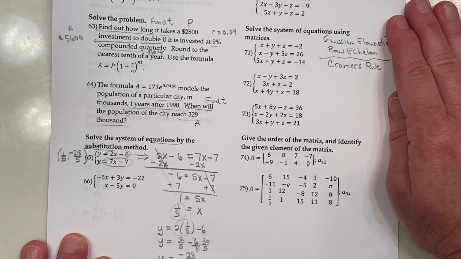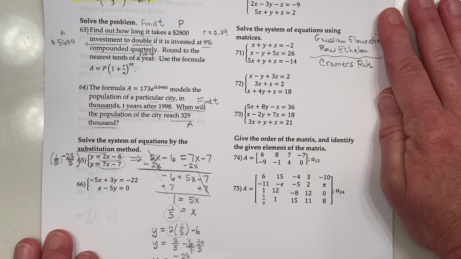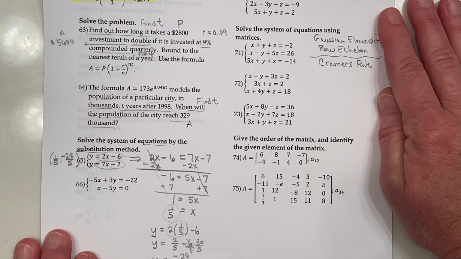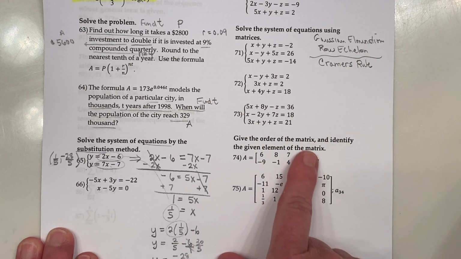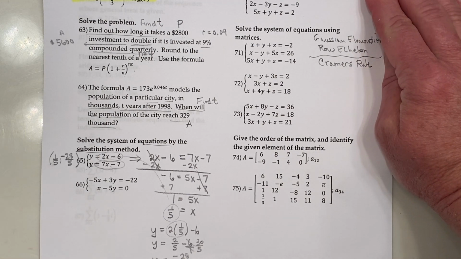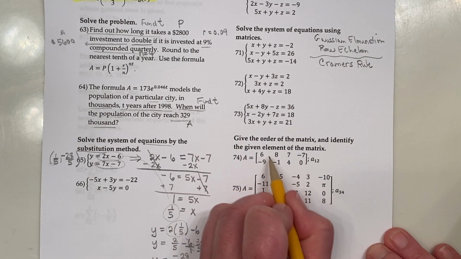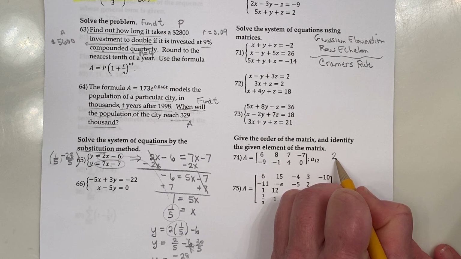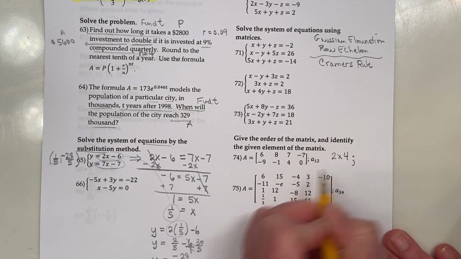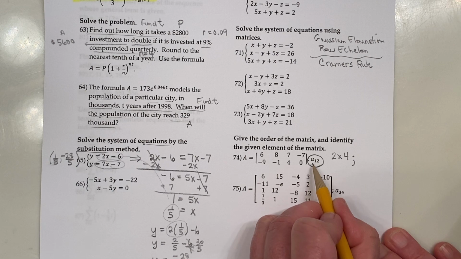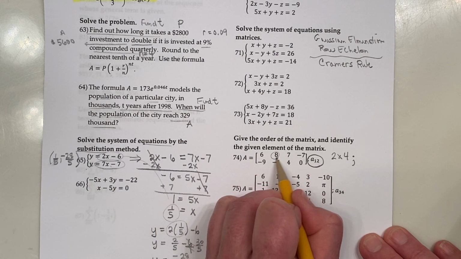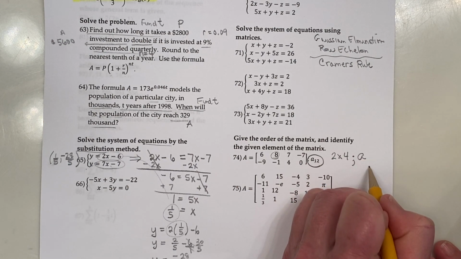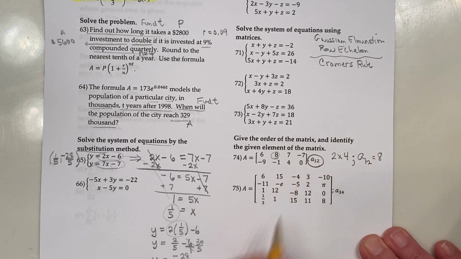Okay, and we're back, and we're looking at starting with number 74. All right, if you're presented with a matrix and you're asked to give the order and identify the given element of the matrix, first of all, we want to tackle the order. That's rows by columns. So on 74, I've got 2 rows and I have 4 columns. So the order is 2 by 4. And they also want me to find the element that's in row 1, column 2. So row 1, column 2, that would be 8. So element A subscript 1, 2 is 8.